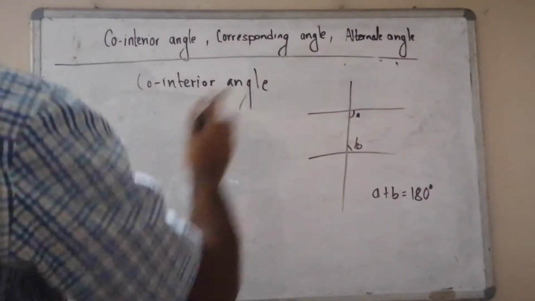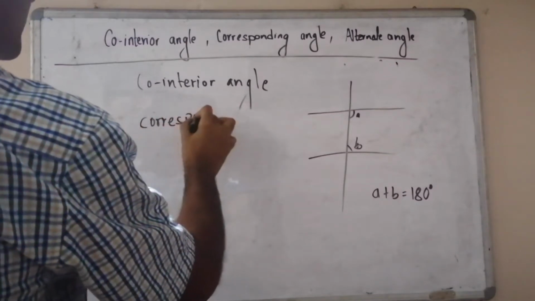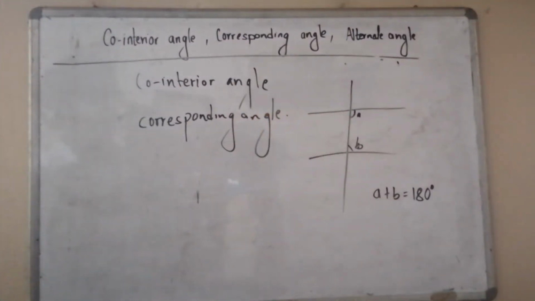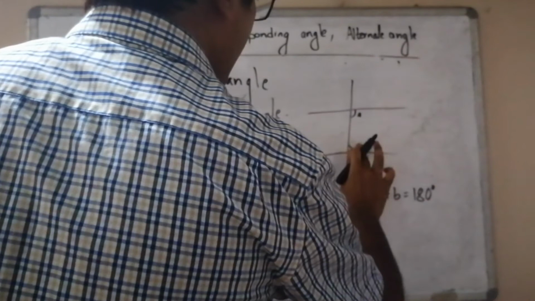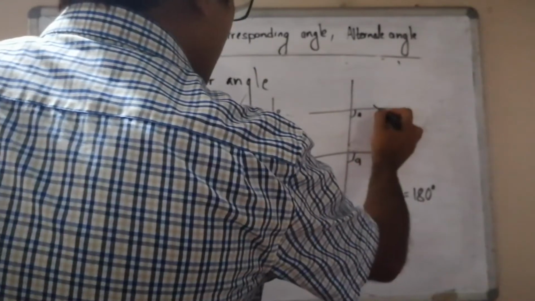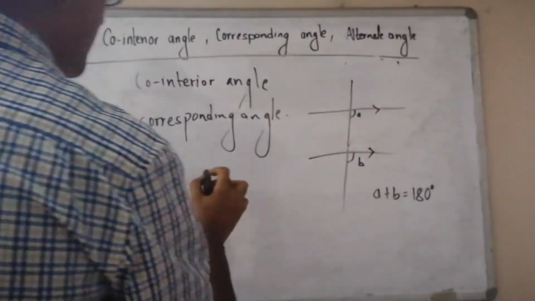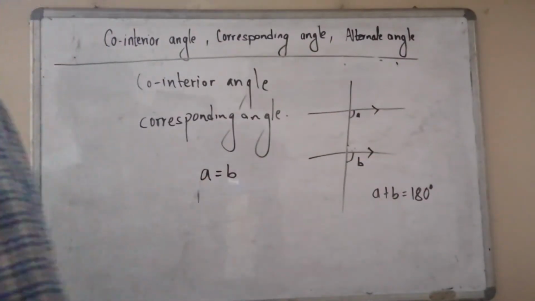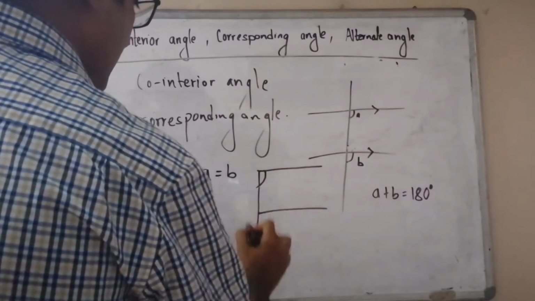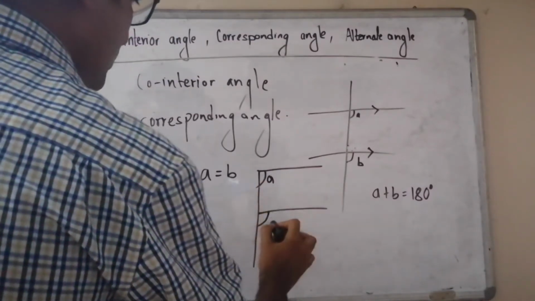So let's discuss the corresponding angle after that. Corresponding angle. In the same figure, we can find the corresponding angle here. If it is A, then this angle just below the parallel line is also A. So what I mean is, if it is B, then A must be equal to B. The corresponding angles are in the shape of F, and these two angles are corresponding angles, and they are always equal.